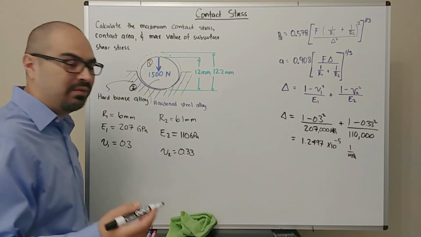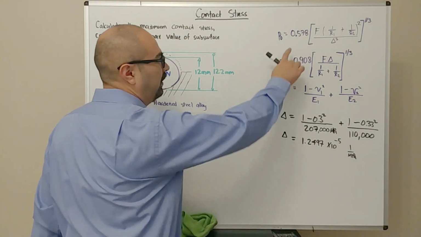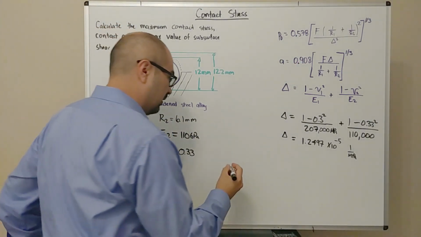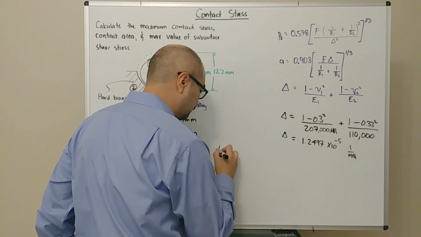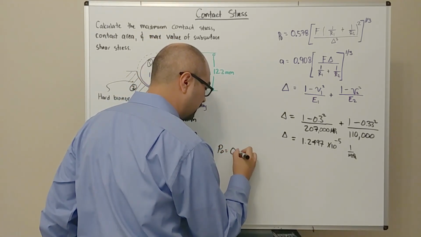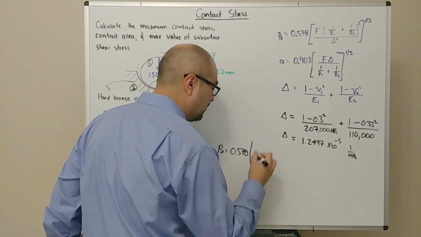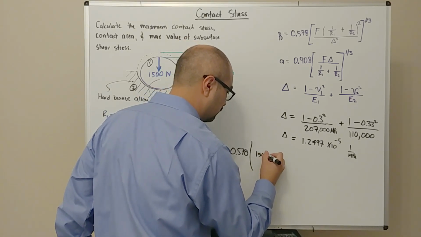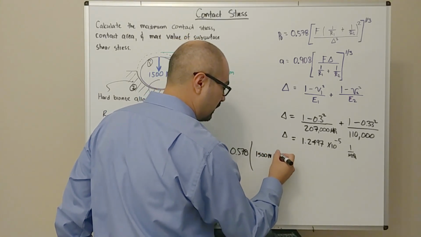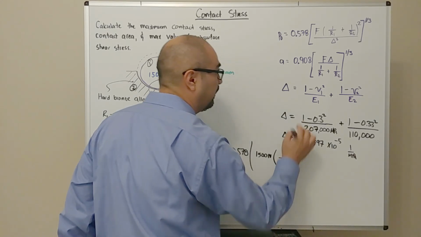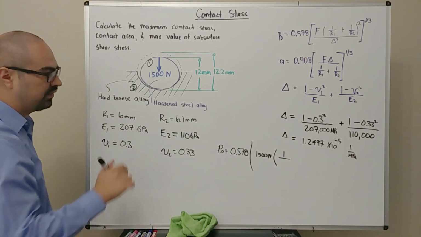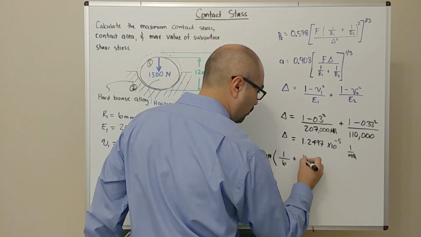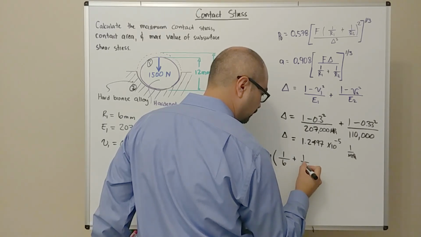So with the value of delta already calculated, we can go ahead and use this equation over here to calculate the contact stress. So contact stress is equal to 0.578 times the force, 1,500 newtons, and then times 1 divided by radius 1. So radius 1 is 6 millimeters, plus 1 divided by radius 2.